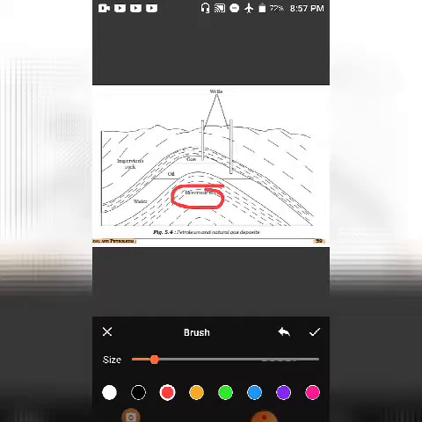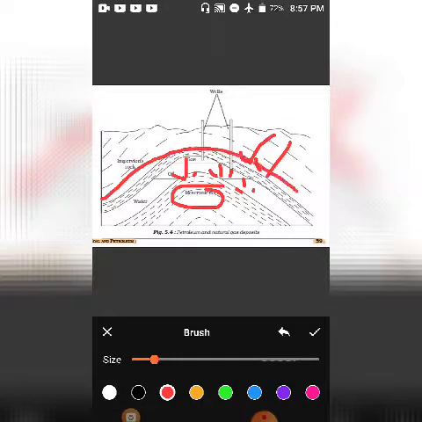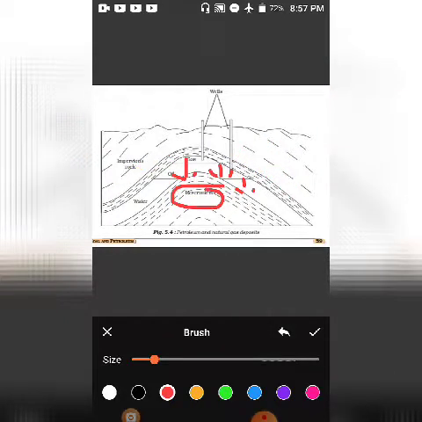So animals who lived there, when they died, their dead bodies settled down and collected at the bottom. Slowly the sediments started collecting over them, and these sediments formed a hard layer which you are seeing shown here. So between this first layer and this second layer, the oil is found.